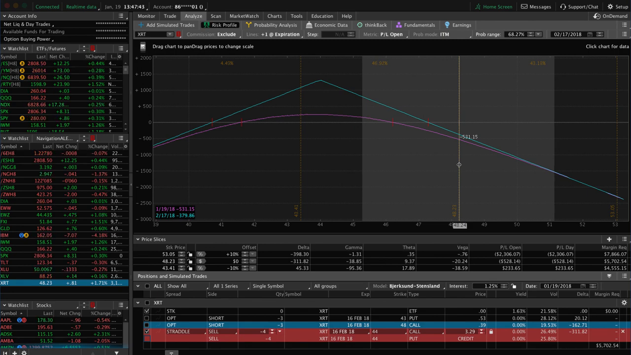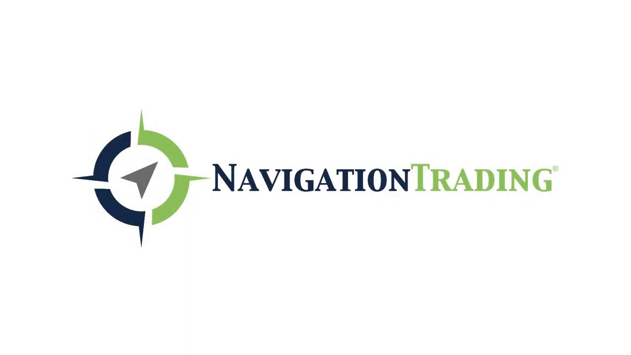Hopefully we can get some volatility, maybe a little two-sided action, some down movement, and make this a little bit more interesting instead of just this one-way direction.